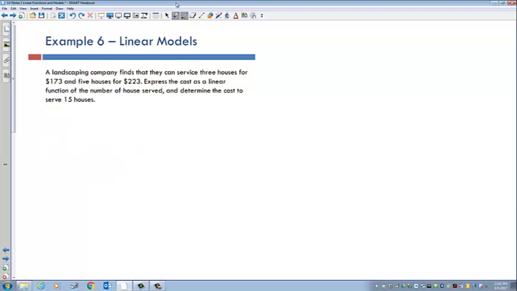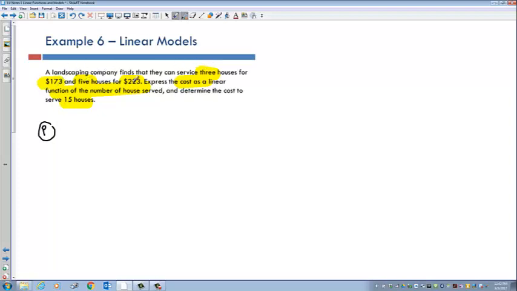So here, we have a landscaping company that finds they can service 3 houses for $173 and 5 houses for $223. We want to express the cost as a linear function of the number of houses served, and then determine the cost to serve 15 houses. Typically I'll read a word problem once, and I won't understand too much other than I see we have houses and we're servicing them, maybe mowing lawns, some sort of landscaping. But what I do see is that I have input and output.